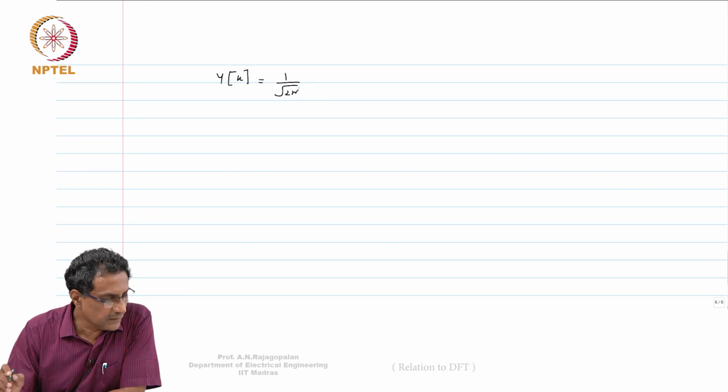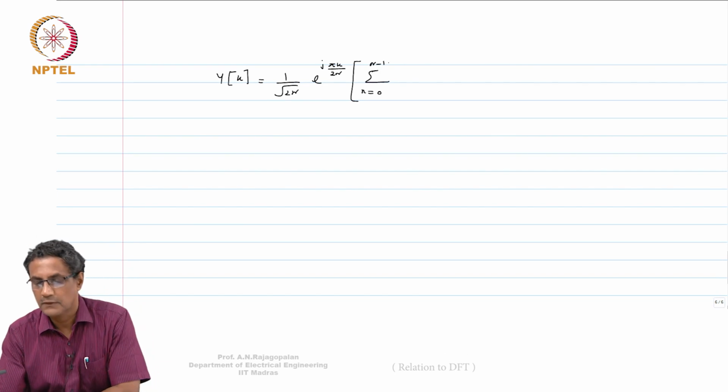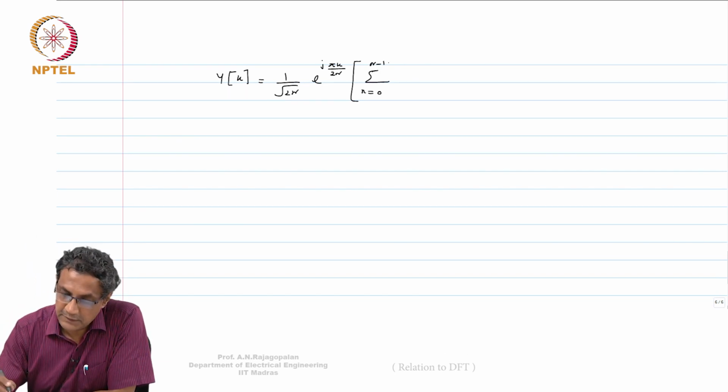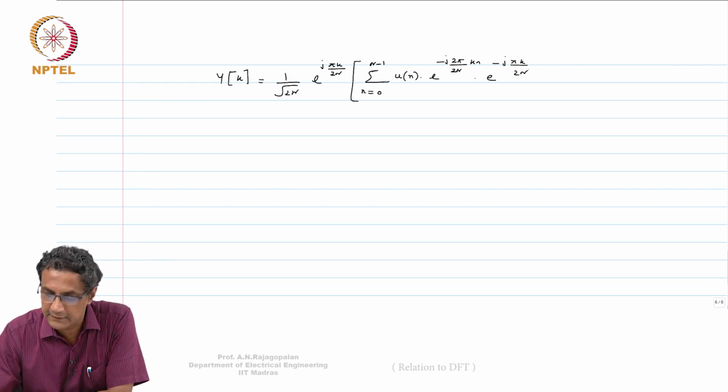So you take out e^(jπk/2n), then you have a sum going from n equals 0 to n minus 1, and then you have u(n) e raised to minus j 2π/2n kn. But this term never had any πk/2n term, therefore it will become e raised to minus jπk/2n, right, because it does not have anything like that.